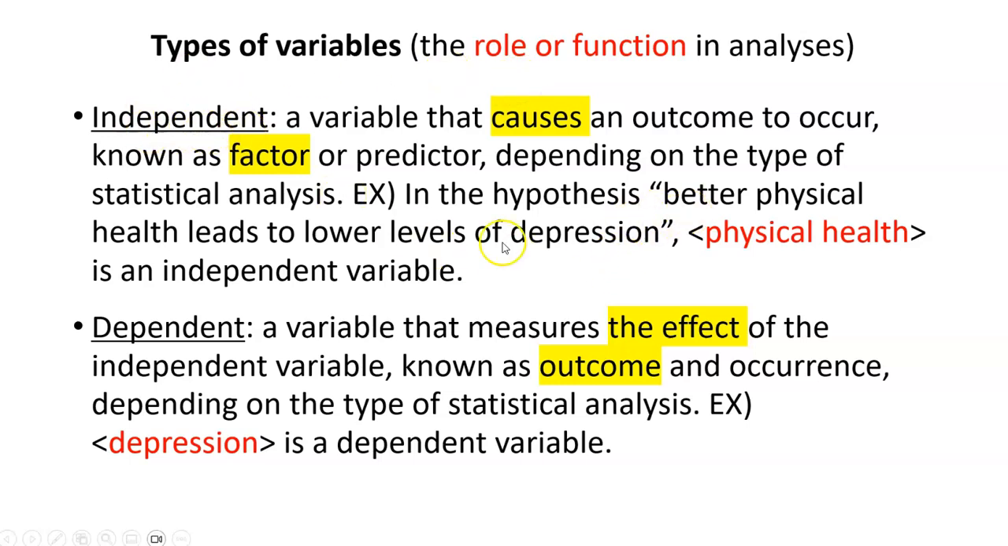For instance, better physical health makes a low level of depression. In this case, physical health will be the independent variable because it will affect the level of depression. By the way, the dependent variable will be the effect. That is a consequence caused by the independent variable. So that is the outcome. In this case, depression is the dependent variable, because of how physical health affects depression.